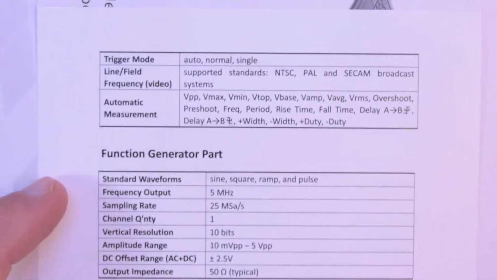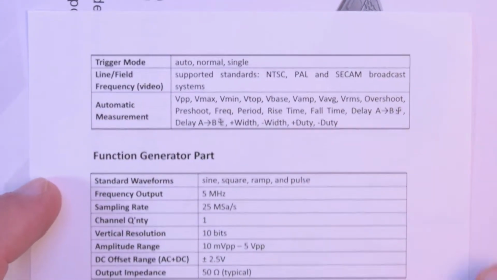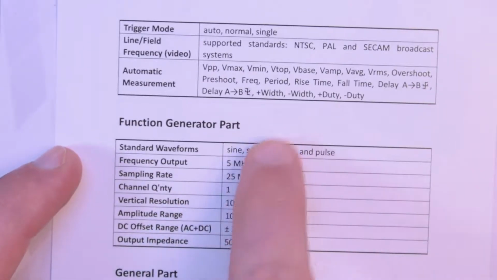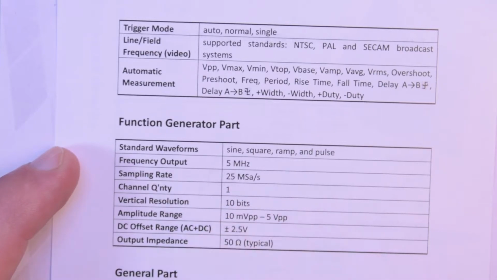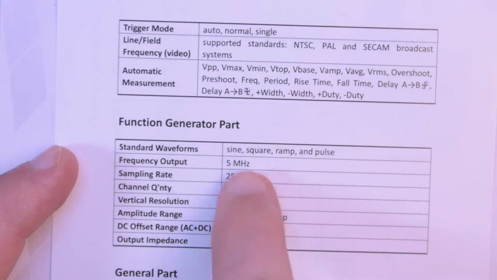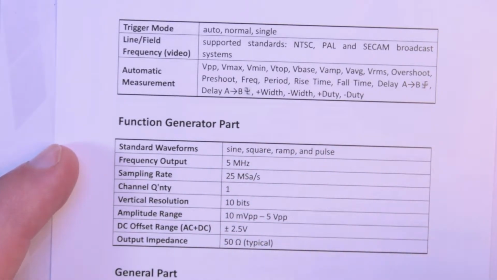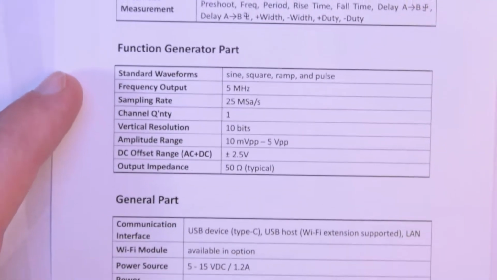And here's the end of the specs and the function gen specs. This seems pretty good. 25 meg samples per second, up to 5 megahertz. So my Unity frequency generator is better, but if I'm already using a scope, this one has it built in, so you know, you might as well.